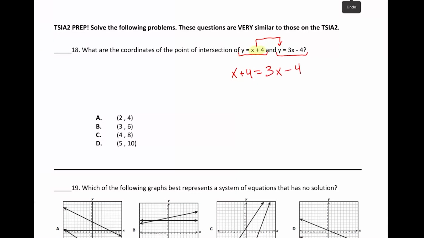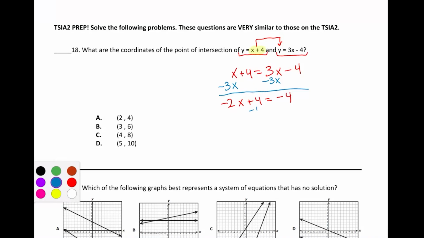So I'm going to subtract 3x from both sides to get all my x's on one side. That'll be negative 2x plus 4 equals negative 4. Then I can subtract 4 from both sides to give me negative 2x equals negative 8. And then divide both sides by negative 2. That's going to give me my x value, which is 4.